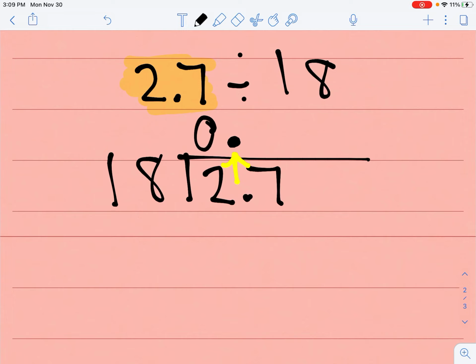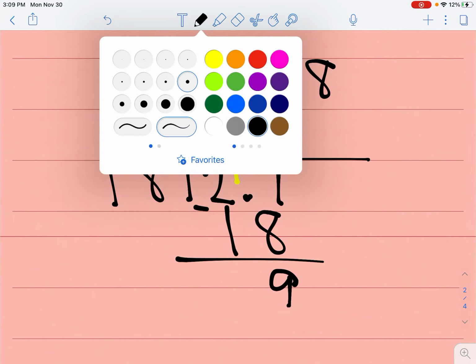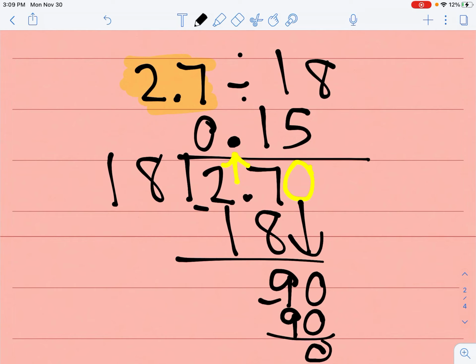18 cannot go into 2. 18 goes into 27 once. 27 minus 18 is 9. Now remember, if you get a remainder, you have to add another 0. So I'm going to add another 0 up here in my math. Drop it down. And 18 times 5 is 90. Now, and only now that we've gotten a 0 remainder, can we stop. So this answer is going to be 0 and 15 hundredths.